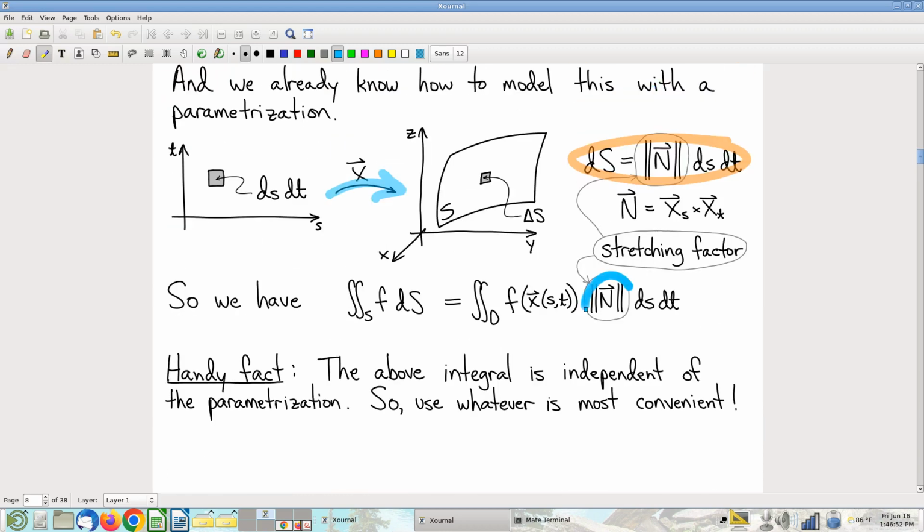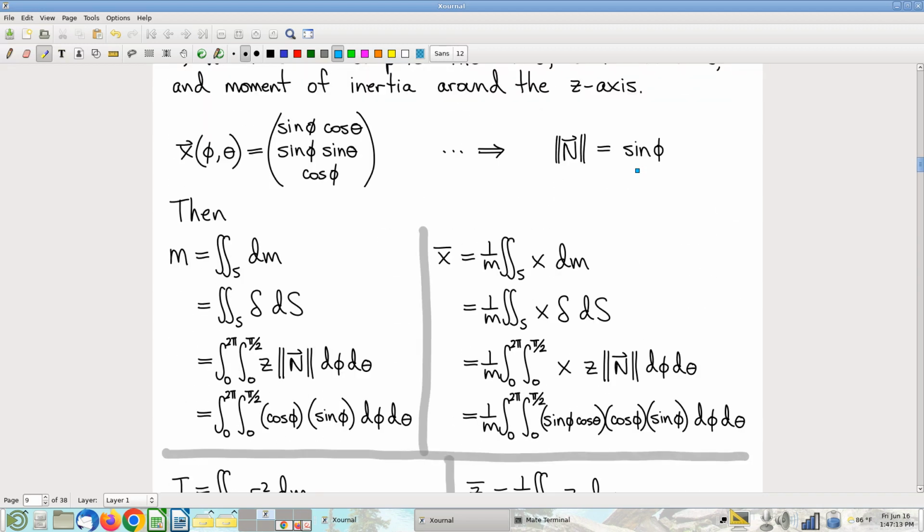This magnitude of capital N here, that's my stretching factor. That accounts for the fact that phi and theta aren't the same as the, you know what I mean? And so that is the stretching factor. So you've already, by virtue of this right here, already included your stretching factor. Is that cool? Okay. All right.